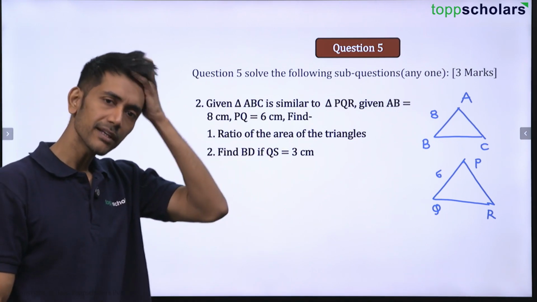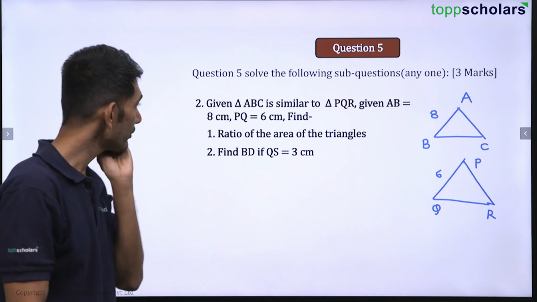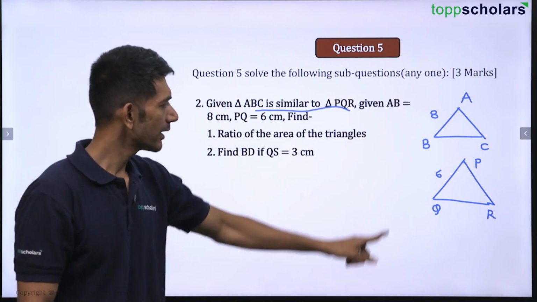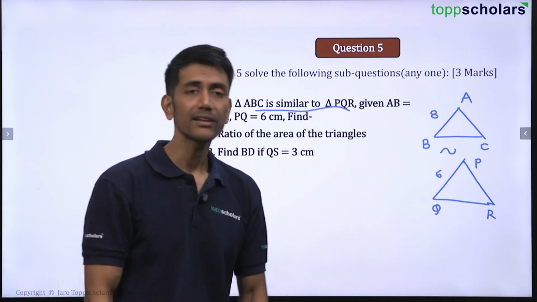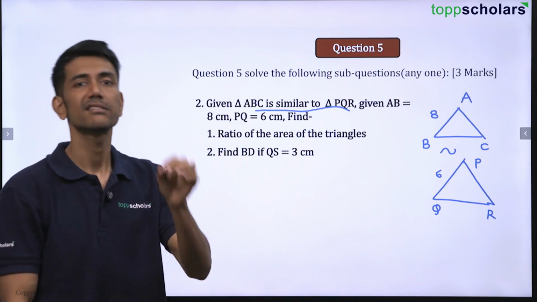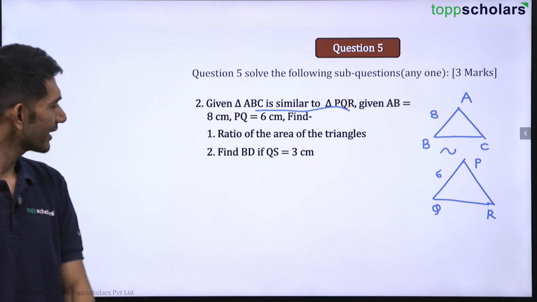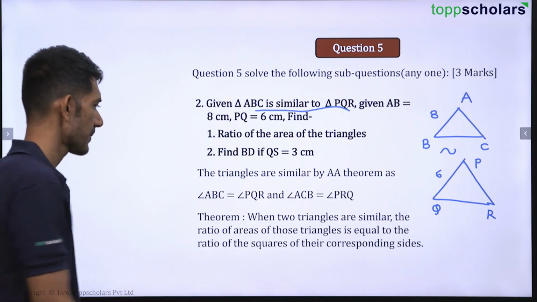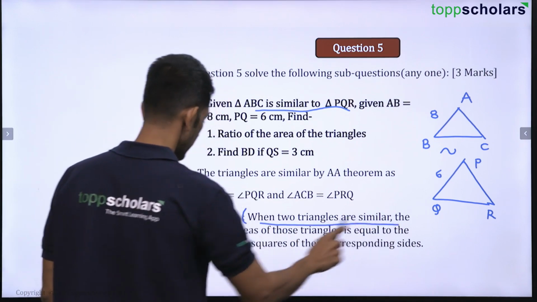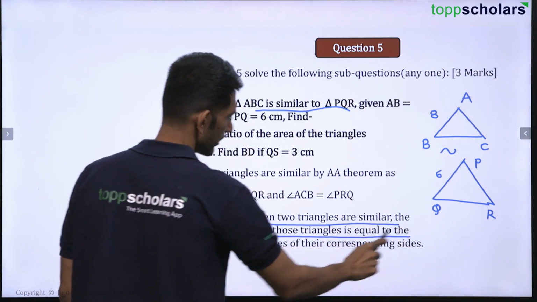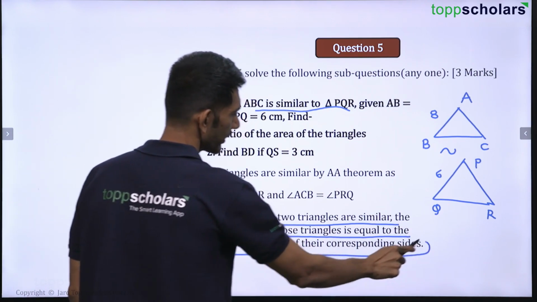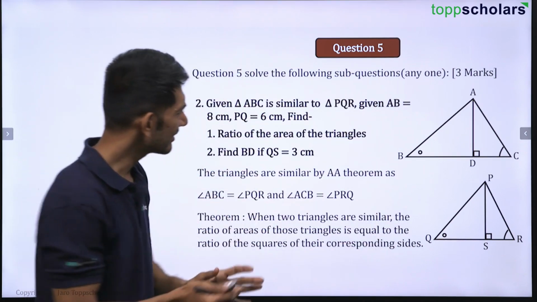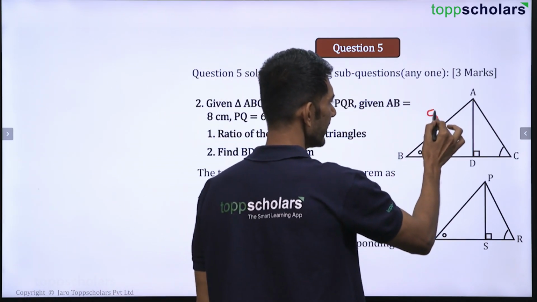Now we know the concept that the ratio of the areas of two similar triangles is equal to the ratio of the squares of their corresponding sides. It is already given that the two triangles are similar, so let's use that. When two triangles are similar, the ratio of their areas is equal to the ratio of the squares of their corresponding sides. This is the figure. This is 8 and this is 6.